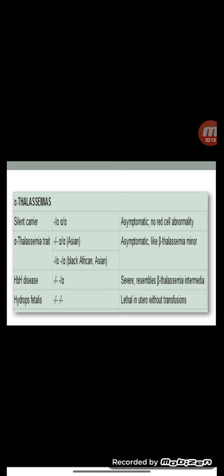And next one is HbH disease, where only one alpha gene is present, leading to the excess of beta chains. This HbH is formed by four chains of beta globin. Hydrops fetalis: no alpha chain is present, so it is lethal and the child will die in utero itself.